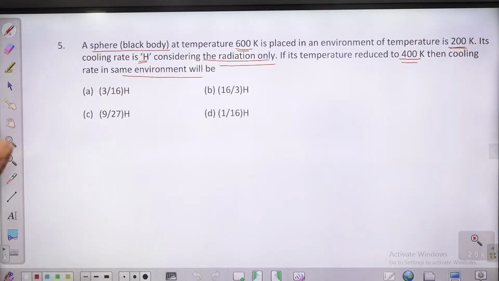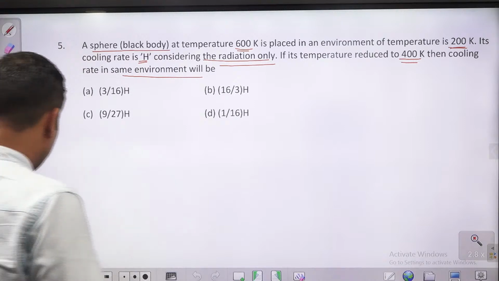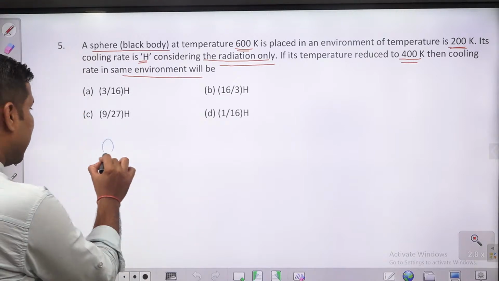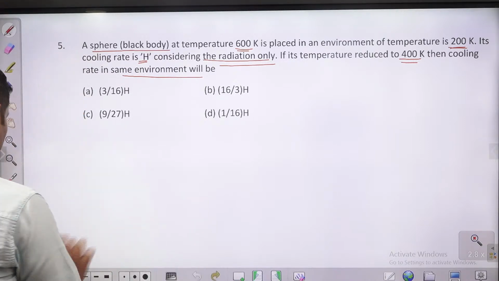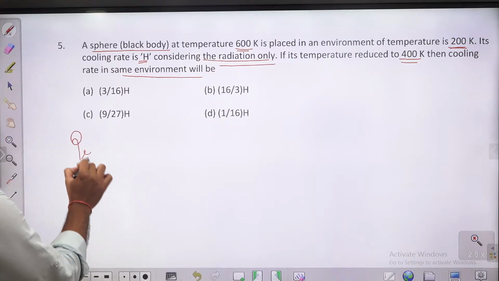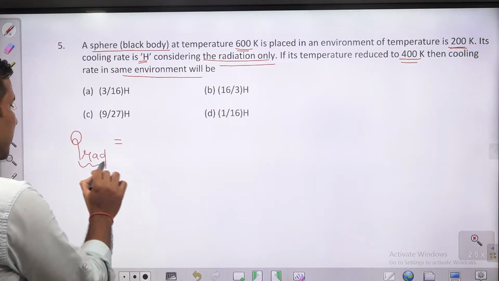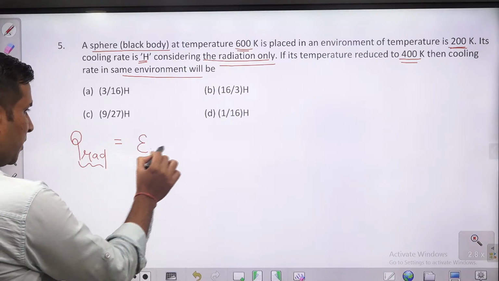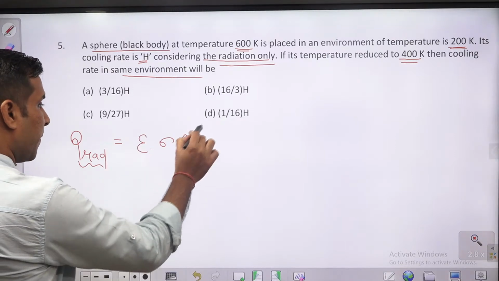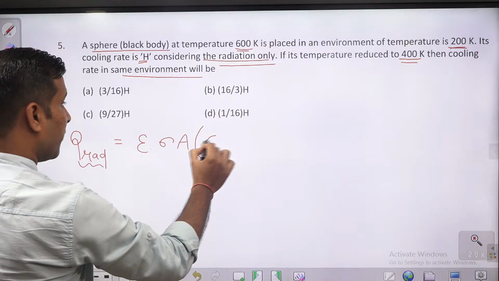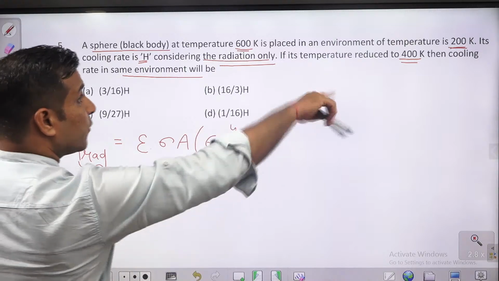So in this question, guys, how to solve? Let me give you some hint, guys. You know the heat transfer by radiation. What is that, children? How much is the radiation heat transfer? This is emissivity, sigma, area, into temperature of surface to the power 4 minus temperature of surrounding to the power 4.